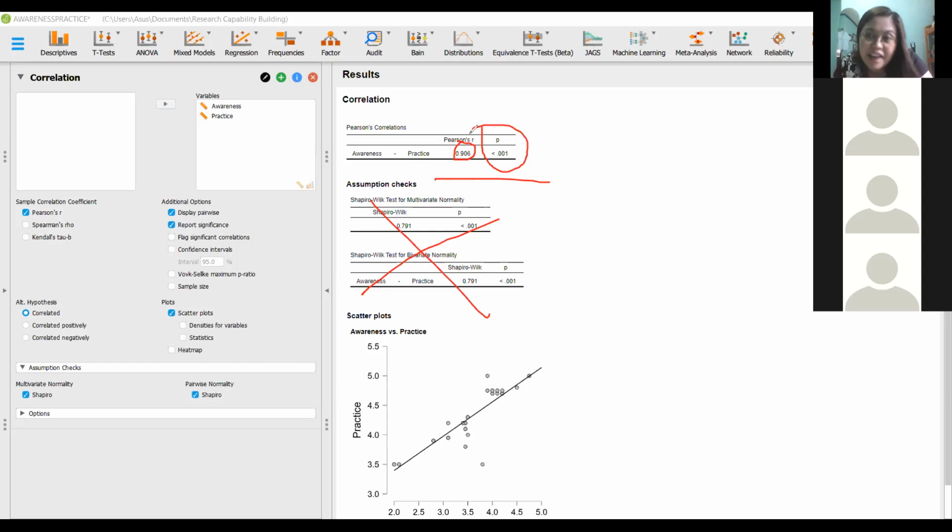0.90 is a direct, strong linear relationship. So as awareness increases, practice also increases. Questions, class, about this?